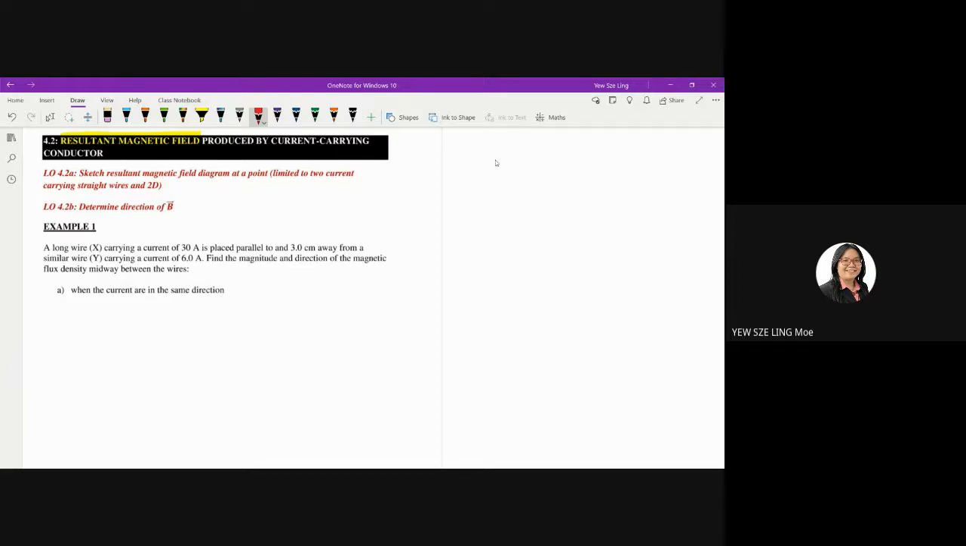How many types of current carrying conductor can we have? Okay, so we are talking about current carrying conductor. The first type is a straight conductor, which is a straight wire. When it comes to a straight conductor, the equation to be used is B equals mu naught I over 2 pi r. This is the equation for a straight conductor.